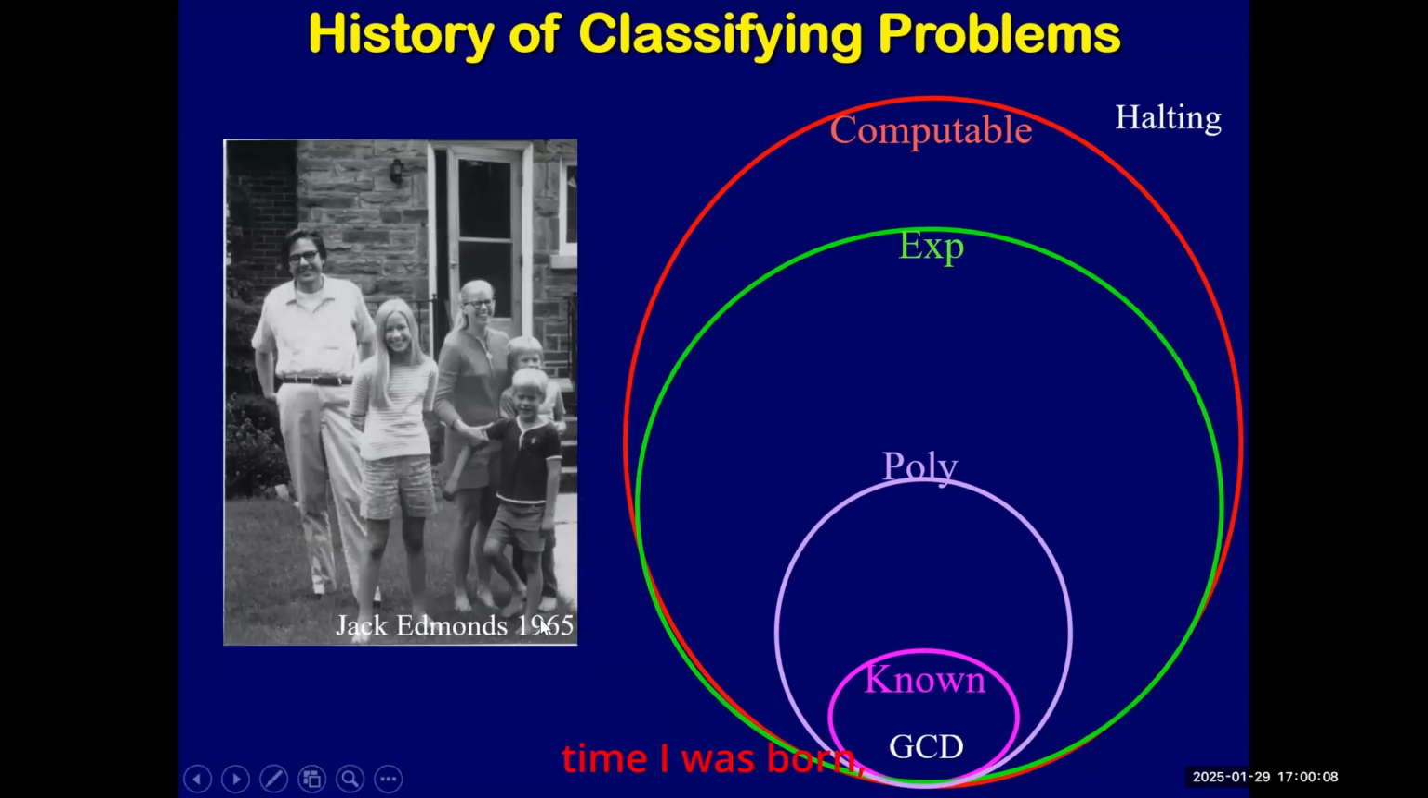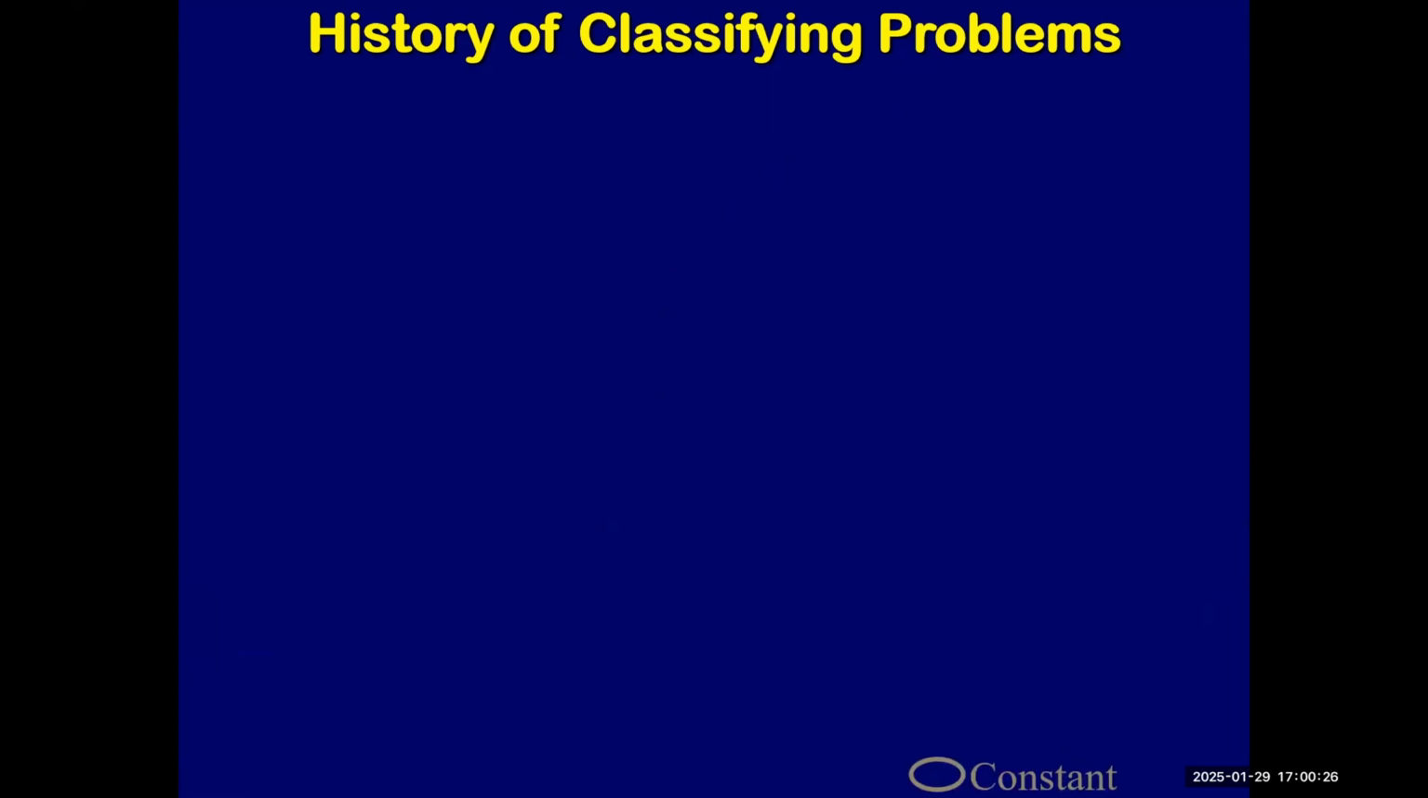About the time I was born, this is me, this is my father, he said, computers were just being thought about. And he differentiated between polytime and exponential time. All right. And so let's look at our various classical time complexities. All right. The first is constant time.